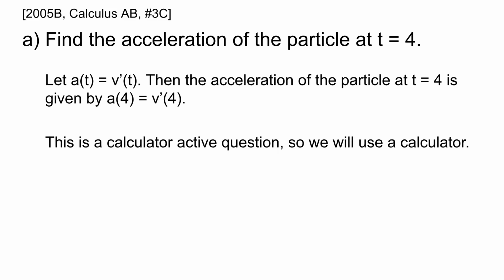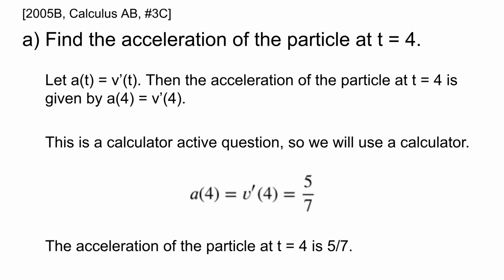And this is a calculator active question, so we will use our calculator to calculate v prime of 4. A of 4 equals v prime of 4 equals 5/7. So we can conclude that the acceleration of the particle at time t equals 4 is 5/7.